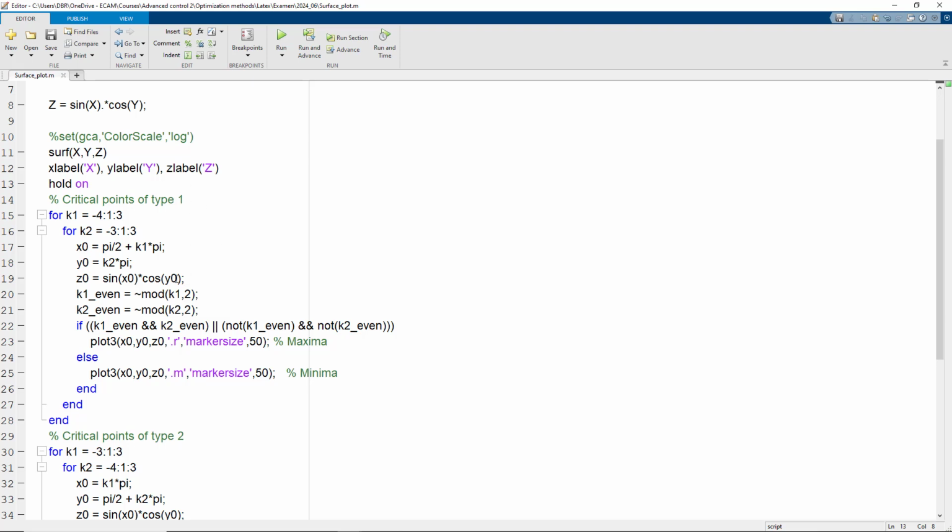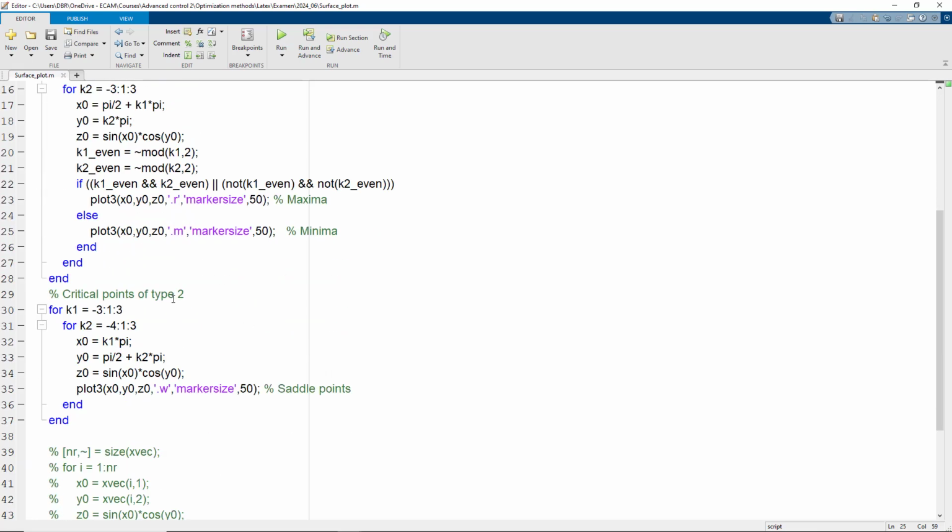Here are the critical points of type 1, right? And then we can have a look at the situations that correspond to maximum. These are these ones, and there we'll put a red dot. At situations where we have a minimum, we'll have a magenta dot, right?